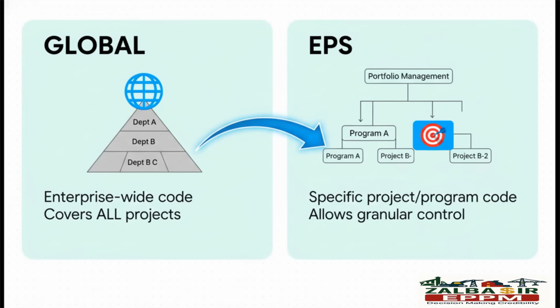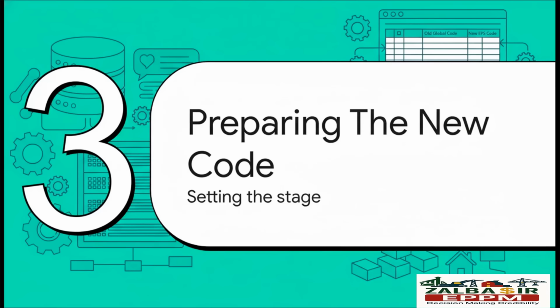So, it all boils down to picking the right tool for the job. Global codes are for the big, company-wide stuff. EPS codes, on the other hand, give you that fine-tuned, granular control. You can let program managers handle their own codes without them messing up the whole database. And our mission today is to move a code from that global level down to where it really belongs, at the EPS level.